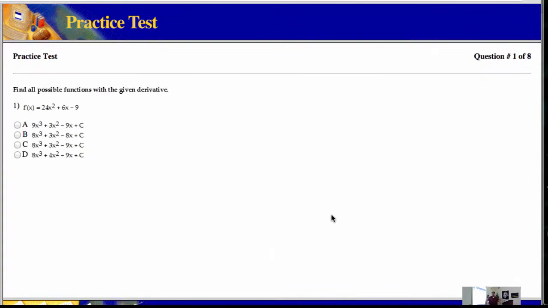Similar to this, we're just going to crank through this. For this one, it says find all possible functions with the given derivative. So we're starting off with f prime, and I'm just going to write it bigger up here, and then we're going to work backwards, okay?